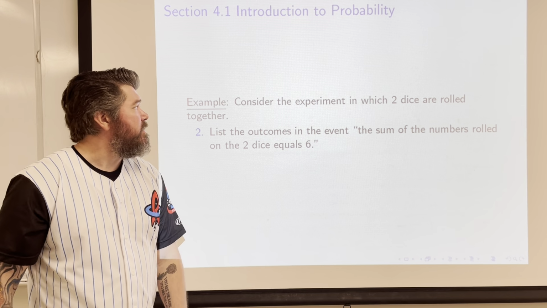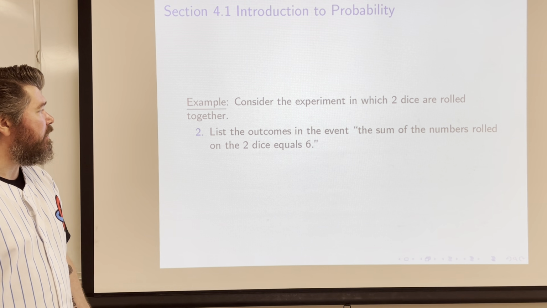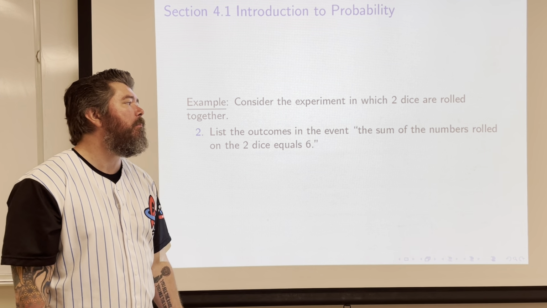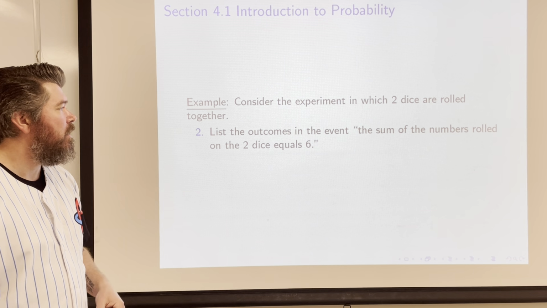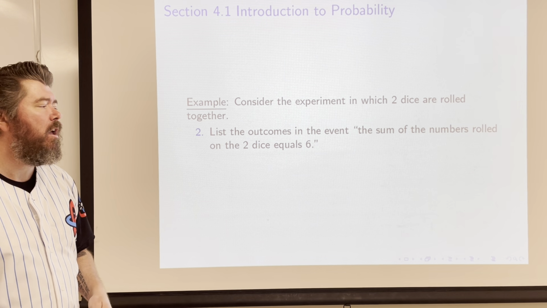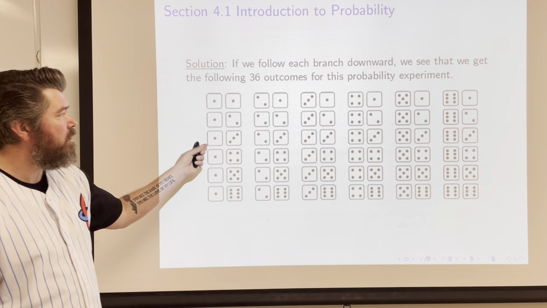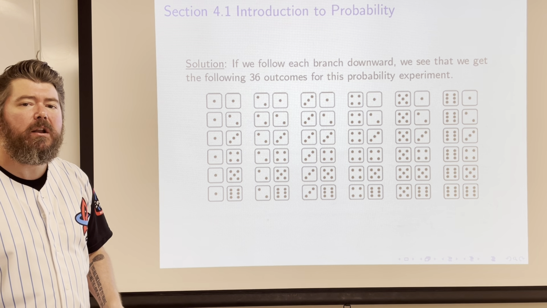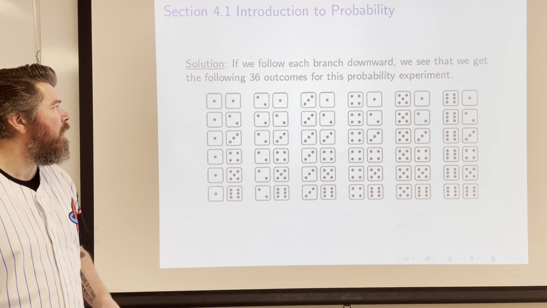Let's look at another example. So consider the experiment in which 2 dice are rolled together. List the outcomes in the event the sum of the numbers rolled on the 2 dice equals 6. Okay, so now we want to look at something else. It's very similar to what we just did. We're still rolling 2 dice, but now we want to restrict it. So we're looking at an event, and we're now looking at sums.